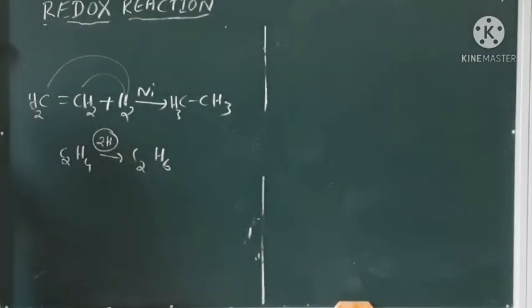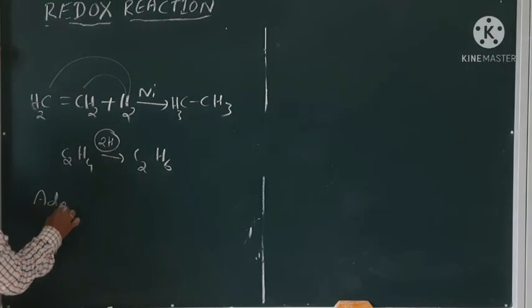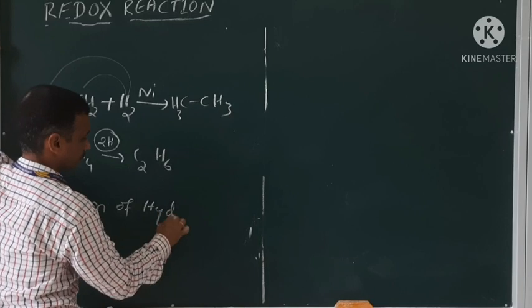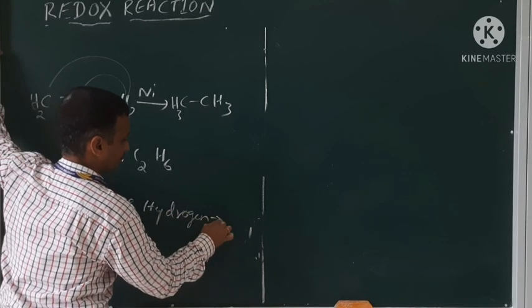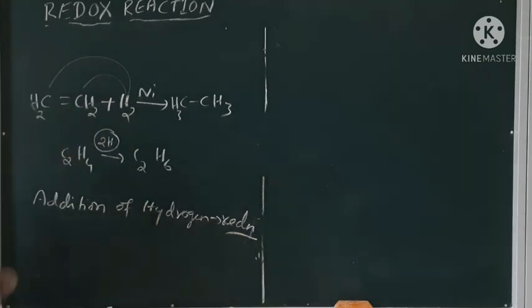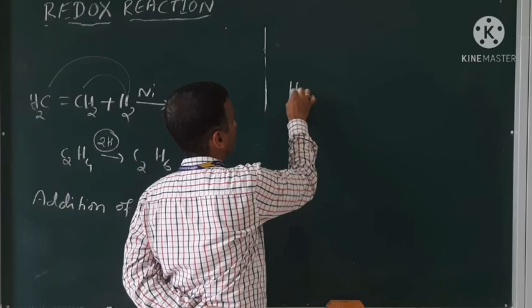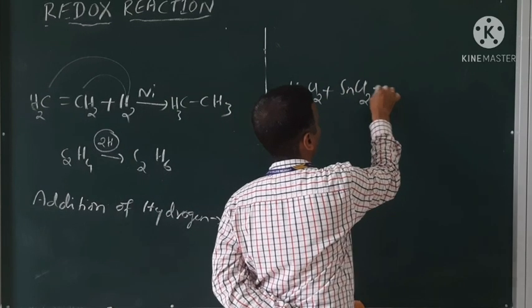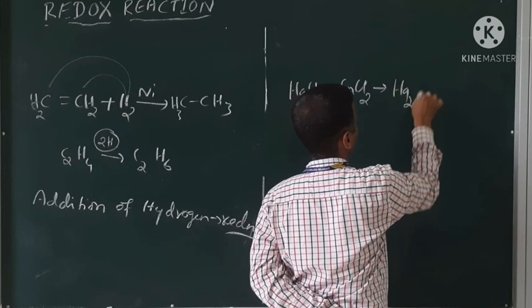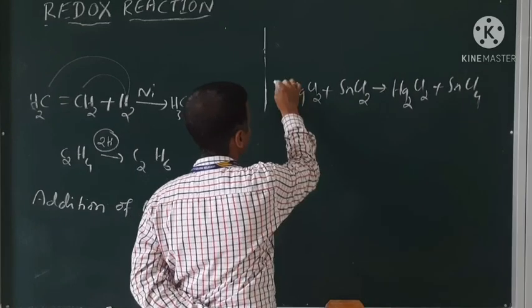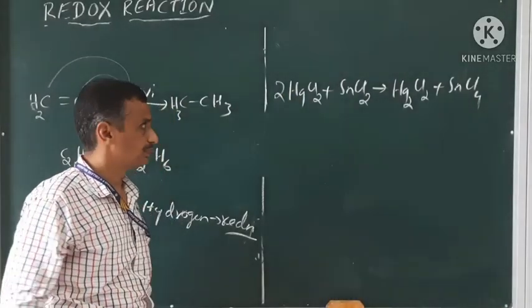Hydrogen got added up, and addition of hydrogen is reduction. Note this. Addition of hydrogen is the reduction of it. So HgCl2 plus SnCl2 gives Hg2Cl2 plus SnCl4. The equation is balanced.